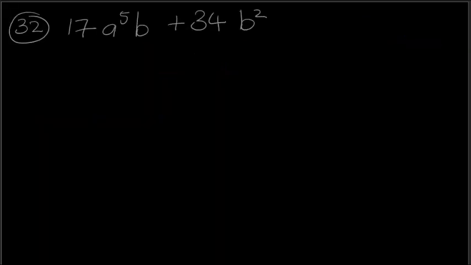Last question for today. We start with 17a5b plus 34b squared. So what is our lowest exponent? b to the power of 1 is our lowest exponent on the variables. So a is not repeated. Let's go.